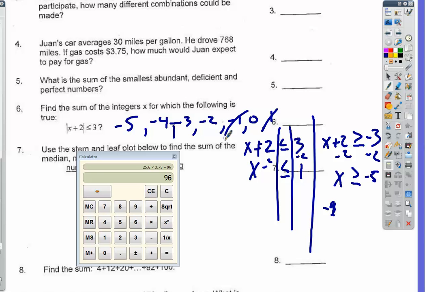And you know that 1 plus 2 plus 3 plus 4 plus 5 is 15. 15 minus the 1 is 14, so we have negative 14. Don't forget the negative sign, Kyle.